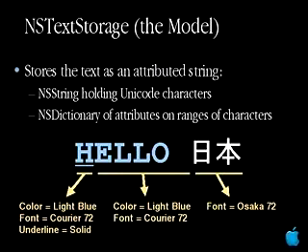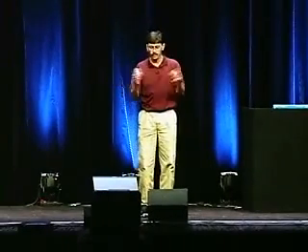Okay, so the NSTextStorage class, which is the model, the back end, it basically stores the text as an attributed string. There is a class in Foundation called NSAttributedString, and this is actually a subclass of that. NSAttributedString is basically an NSString, meaning it has Unicode characters in it. Becky talked about this on Tuesday. And then it's got on every character an NSDictionary of attributes. And for efficiency, we put these on ranges of characters.